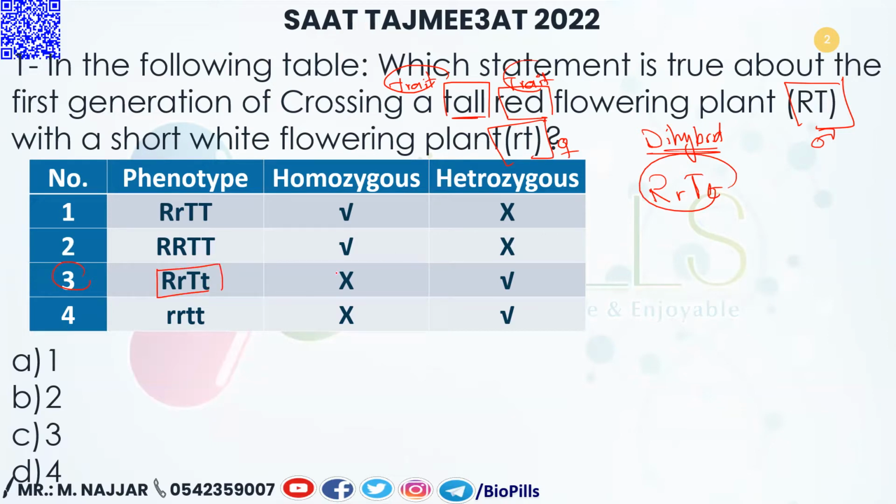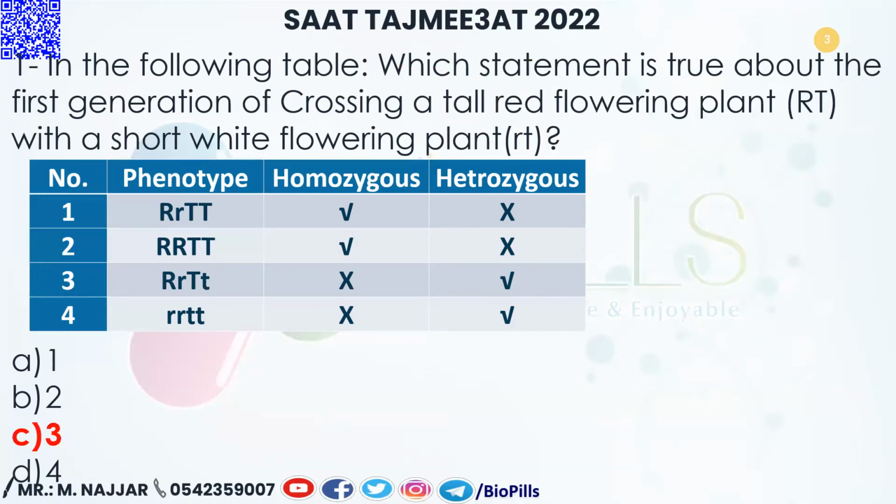And of course, it is not homozygous because there is R capital and R small, so it is not of the same allele. And heterozygous, yes, it is heterozygous, but it is for the dominant character. Okay, let's explain this a little bit. The answer is C, which is number 3, R capital R small, T capital T small, and heterozygous.